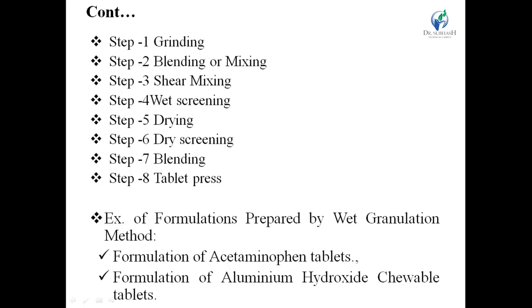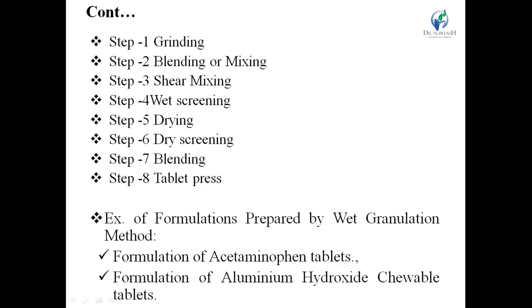Next is wet screening. In this step, the mass is screened to form pellets or granules. Step number 5 is drying. In this step, the pellets or granules are dried to remove excess moisture or liquid. Next is dry screening. Dry screening of the granules results in size reduction.